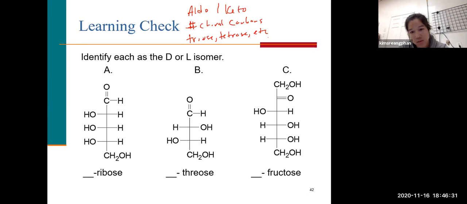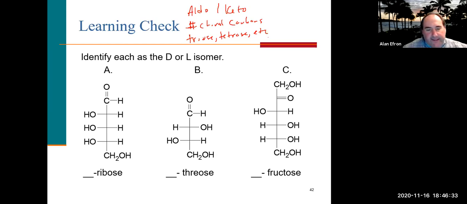Okay, so let's see how we're doing. Looking at the first one, we'll start with it being an aldose because of the aldehyde group that's there. It has 1, 2, 3, 4, and 5 carbons, which means it's a pentose. Now, let's talk about chiral carbons. So this would be carbon 1, this would be carbon 2, carbon 3, carbon 4, carbon 5.